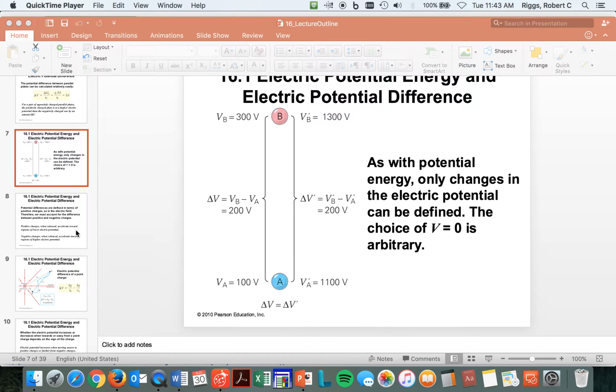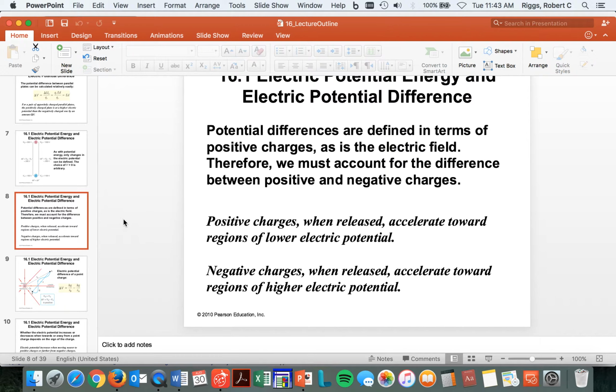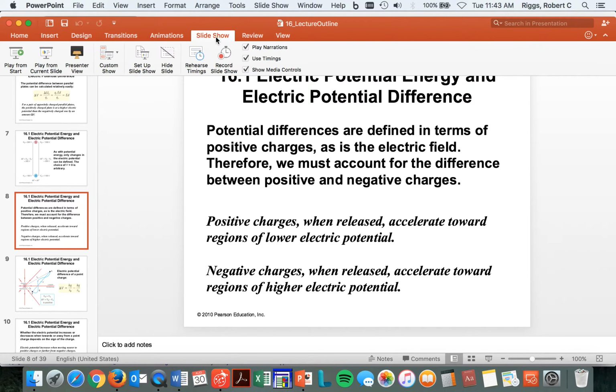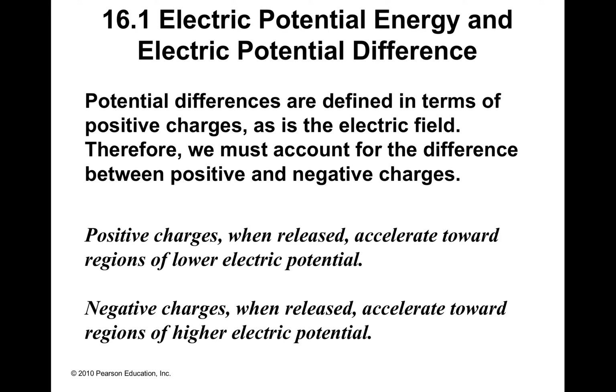Okay, I think we got a good idea of the change in potential on things. So let's go to the slideshow from the current slide so that you can see it better. Okay, positive charges when released accelerate towards regions of lower electric potential. Negative charges when released accelerate towards regions of higher electric potential.